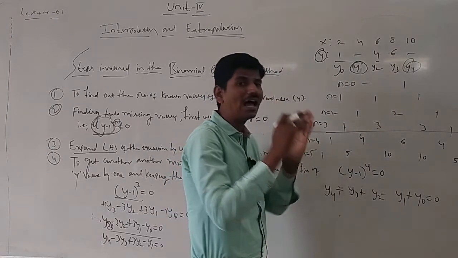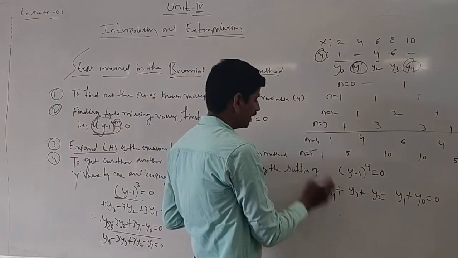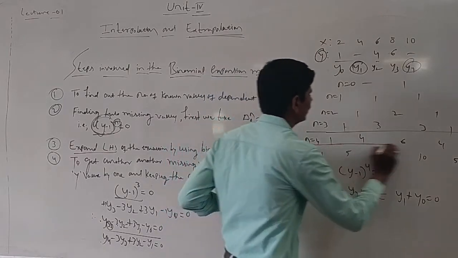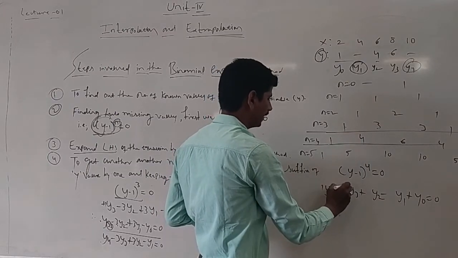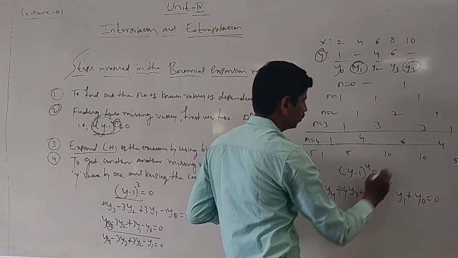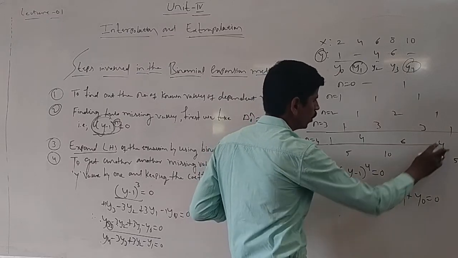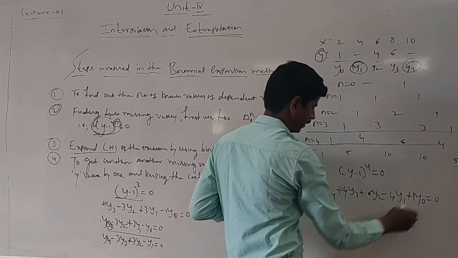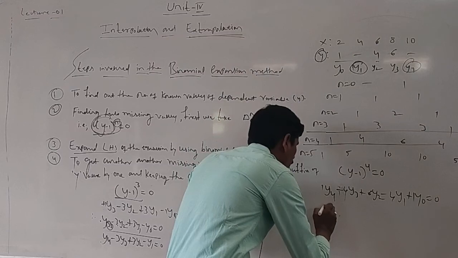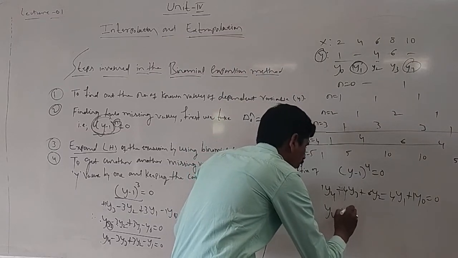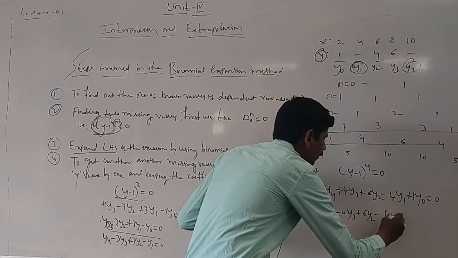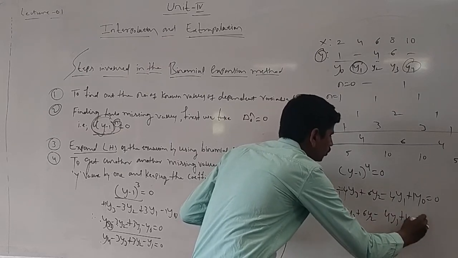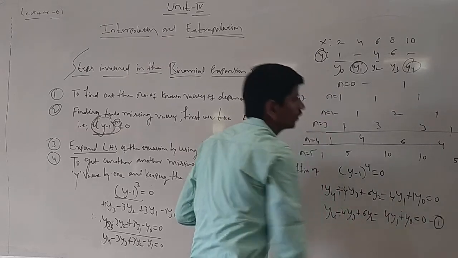Okay, here the signs are alternating. Here n equal to 4. We have to take this equation, that is 1y4, 4y3, 6y2, 4y1 and 1y0. It is nothing but y4 minus 4y3 plus 6y2 minus 4y1 plus y0 equal to 0. It is the first equation.